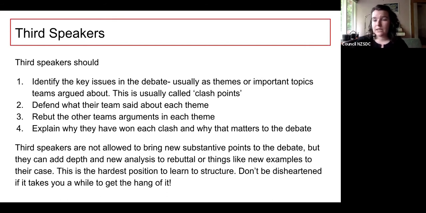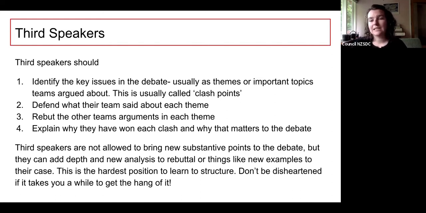And then the second thing under that clash point that you want to do is rebut the other team's arguments. So you would say, we told you this, it was important for that reason. They told you that it would be really easy to switch out meat for vegan options. That's not true because, and so that means that the culture is lost and that's really important. And then the last thing you want to do is explain why that rebuttal means you won that clash point.